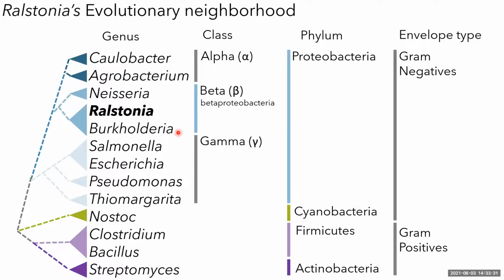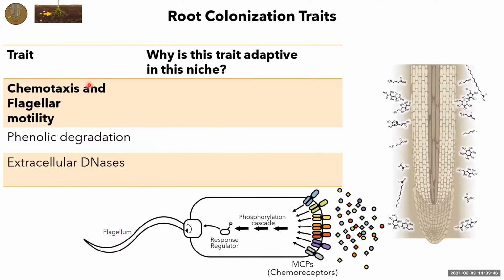I like to think about the evolutionary neighborhood of my bacteria. So Ralstonia is a beta proteobacteria. You might have heard of Neisseria gonorrhea, Burkholderia, probably more Neisseria. But I think some of these are ones that you've heard this quarter, but don't need to dwell on that.